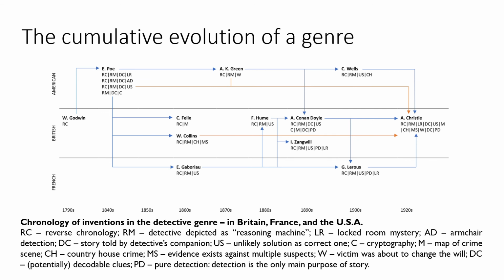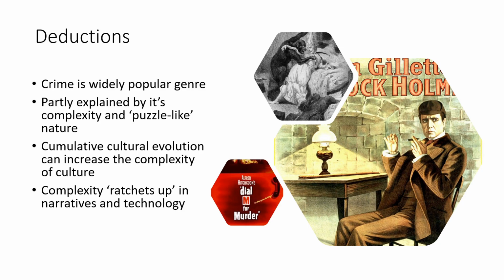Godwin's novel, the distant predecessor of contemporary detectives, has just one element of the genre. Christie's novel, the mature whodunit, already has more than a dozen of them. The ratchet of literary evolution works, and inventions, once made, don't disappear but accumulate. So what deductions can we make from these clues? Crime is a widely popular genre, and its appeal may partly be explained by its complexity and puzzle-like nature. Cumulative cultural evolution can increase the complexity of culture, which can easily be seen in technology. This complexity ratchets up in both narratives and technology, as shown by the evolution of crime fiction.